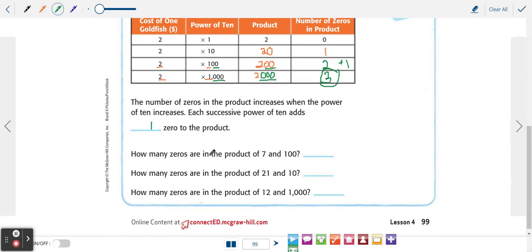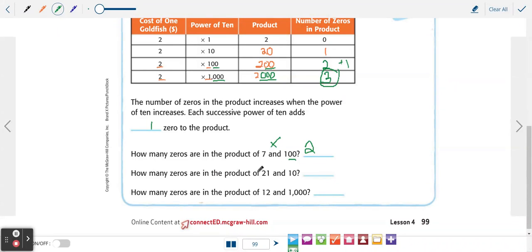How many zeros are there in the product of 7 and 100? So 7 and 100 is really saying 7 times 100. We want the product, the answer to this multiplication. The answer is 700, but that's not what they asked. They said how many zeros are in the answer. So 700 has 2 zeros. We can also identify it here.